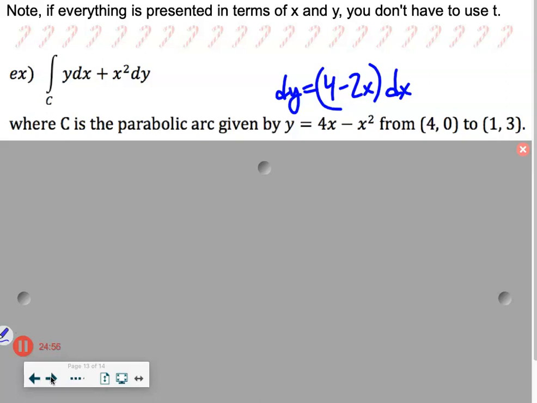And then, we're going from this point to this point. If we're integrating completely in terms of x, what would our x's be from and to? From 4 to 1. You could flip them, make it negative, to make it go low to high, that would be nice.